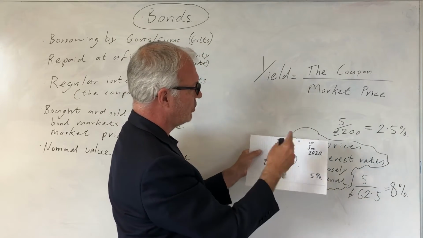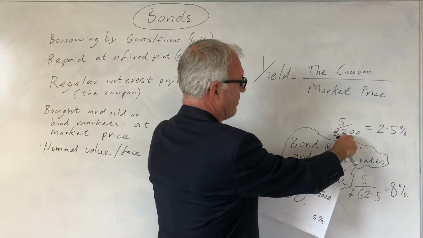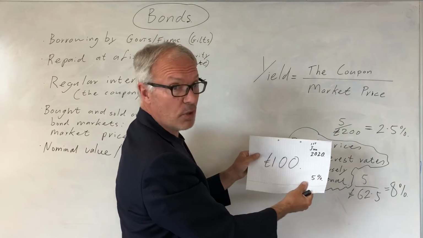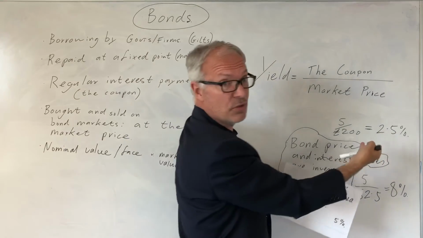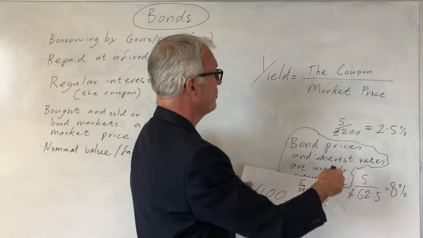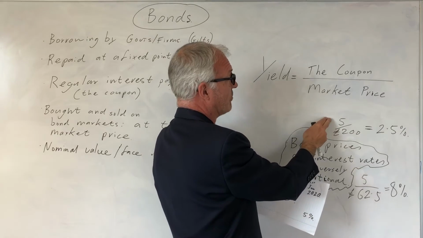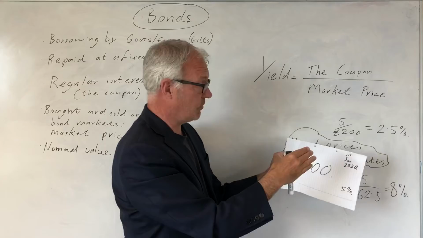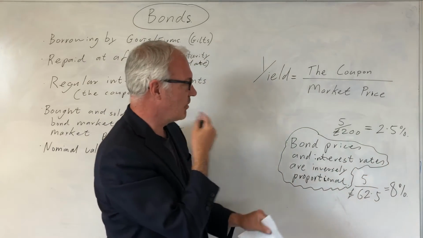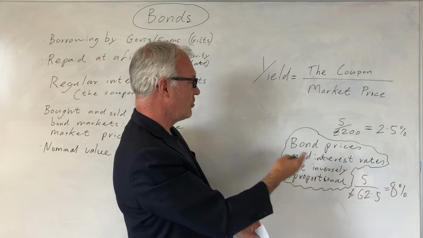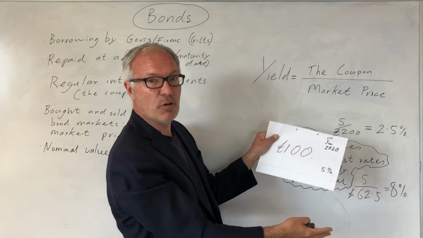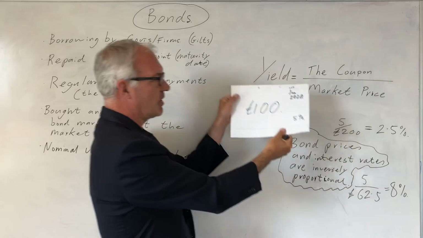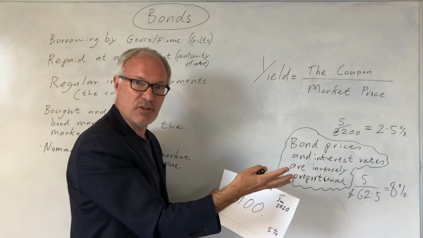So at £200, the £5 coupon will be 2.5%. So simply you divide the coupon, the £5, by the price, £200, to get the percentage yield. So you tend to find that bond prices and interest rates move in opposite directions. As the interest rate moves down, bond prices will tend to move up, and vice versa.